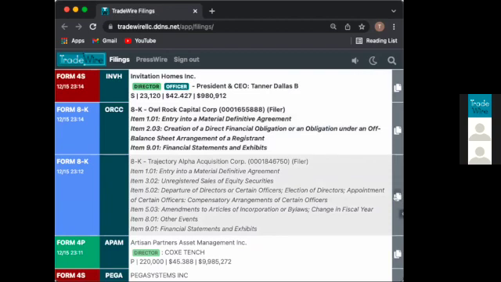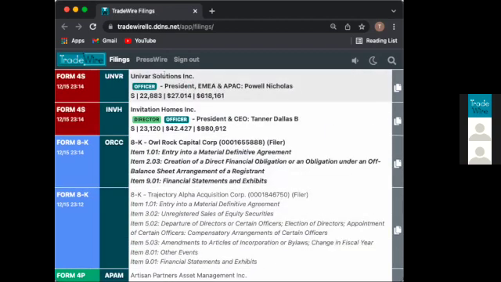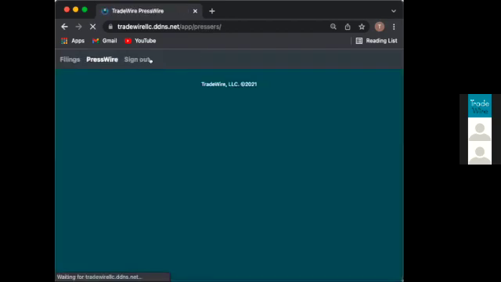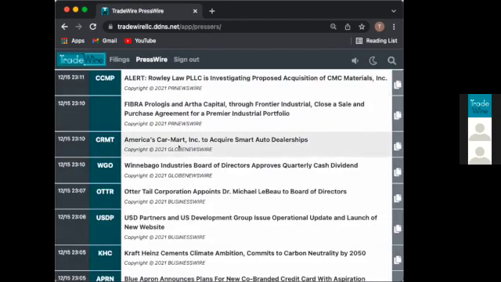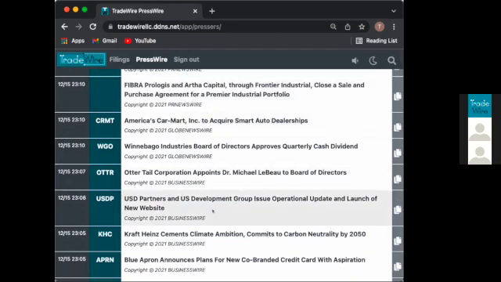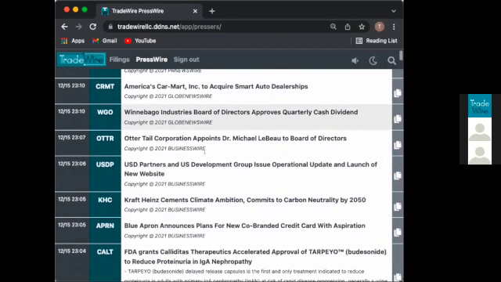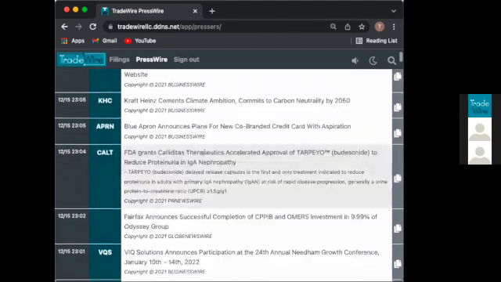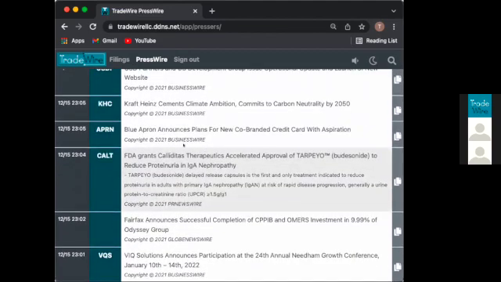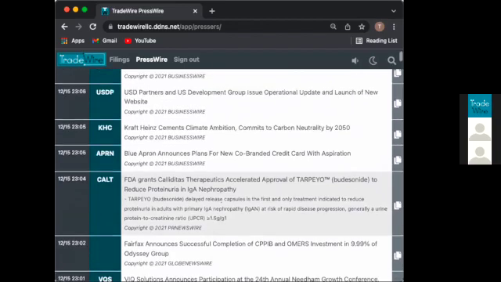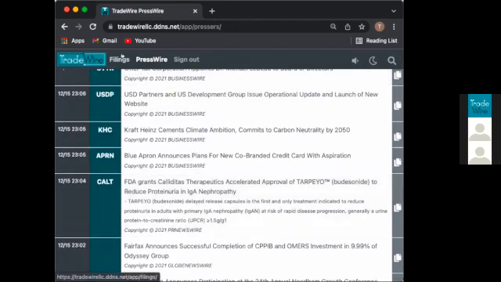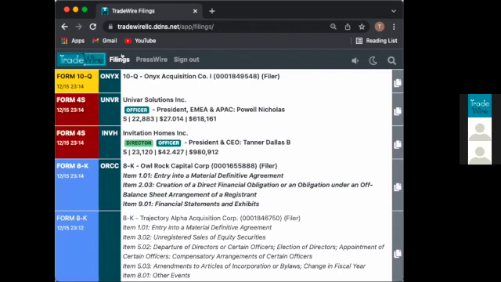And I know we're not going to talk about press releases, but just to show you how it looks, these would be your press releases. Again, just like the SEC filings, you click on it and it opens the actual press release. So you can see the press releases as well and read them for yourself. But clicking back to filings, I just wanted to show how that looked.